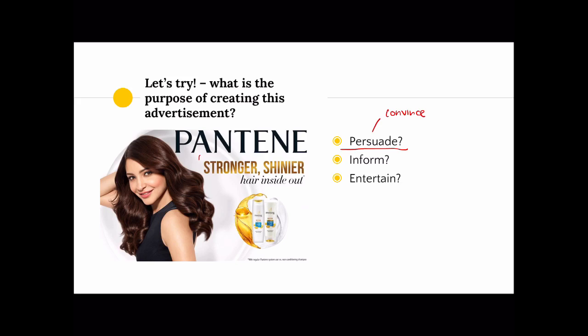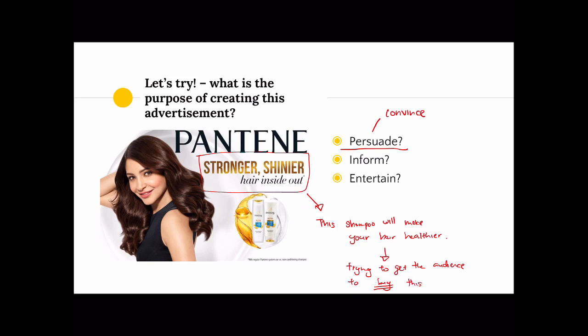You're trying to convince your audience that this shampoo will make your hair healthier. And why must they tell people this? Why must they let the audience know that the shampoo will make your hair healthier? Because they are trying to get the audience to buy this shampoo. So this would have been the message of the source, and this is the outcome of the source.